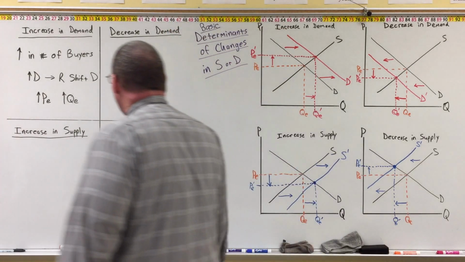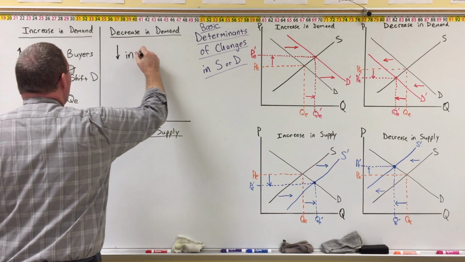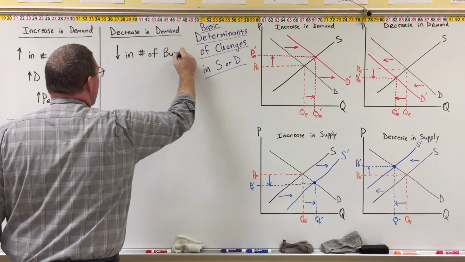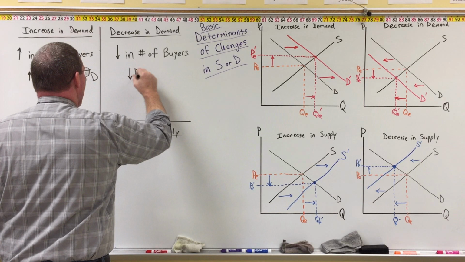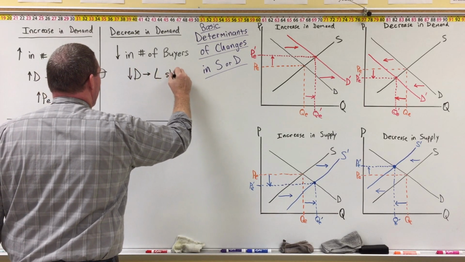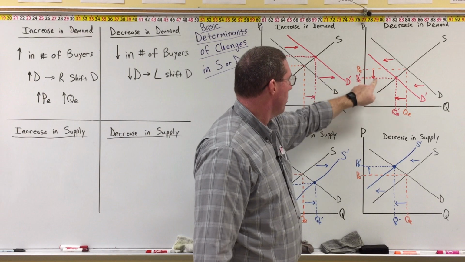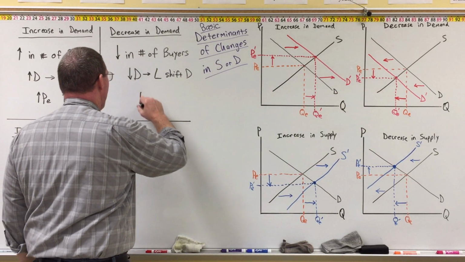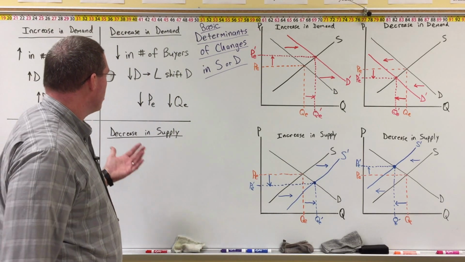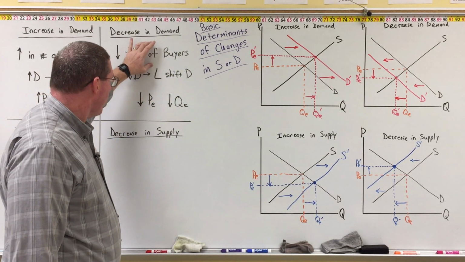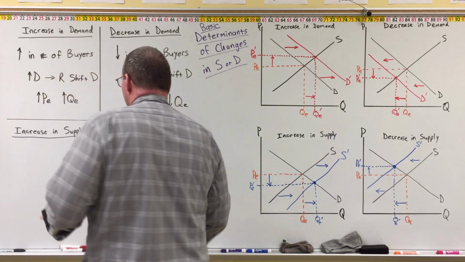Okay? All right. On the other hand, what if there's a decrease in the number of buyers? Well, if there are fewer people who are willing and able to buy, that means there's going to be less demand for that product. So it's going to be a decrease in demand, which is going to lead to a left shift of the demand curve. A left shift of the demand curve is going to result in a decrease in equilibrium price and a decrease in equilibrium quantity. So really what we can summarize is that when there's a decrease in the number of buyers in a market, the price is going to go down and the quantity produced and sold is also going to go down.